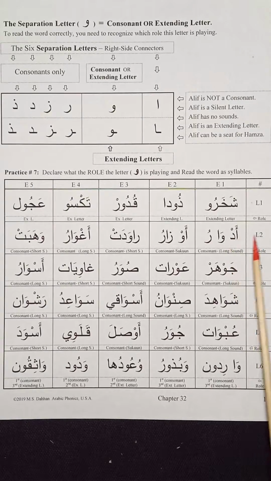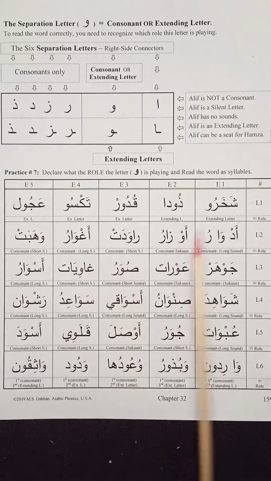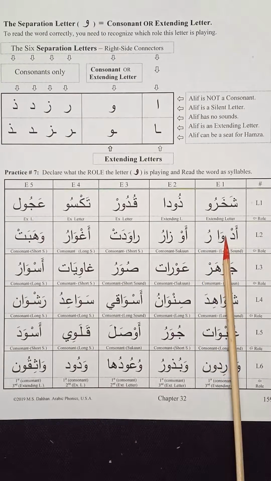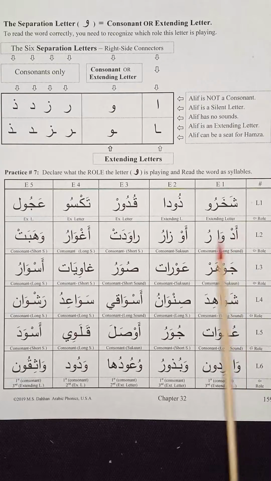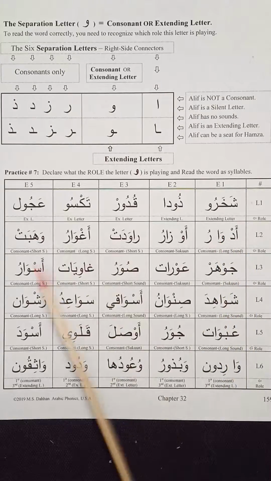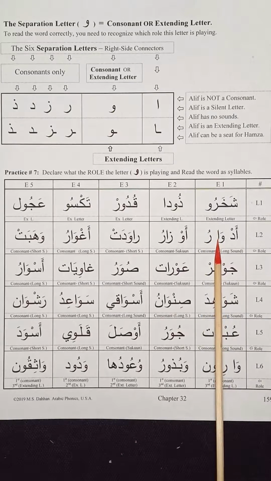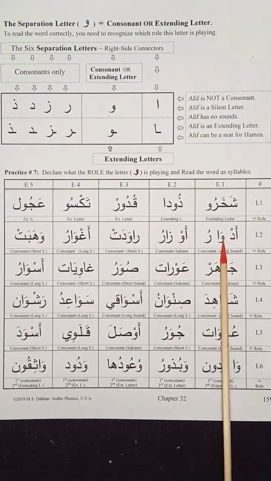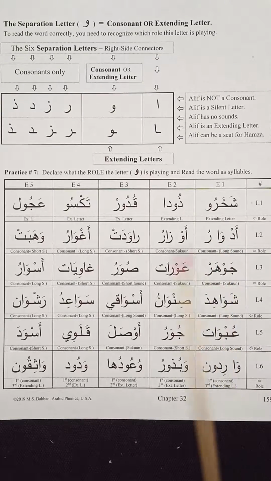Add, that's one sound. Where, ru. Here it's a consonant. Why? It has a vowel, right? That's the key. It has a vowel, so it cannot be an extending letter. Extending letters don't have any vowels. And then you have the famous alif came after it. So definitely this is where. You remember the sound where, woo, we for that letter. That was the last thing we did in phase 1.